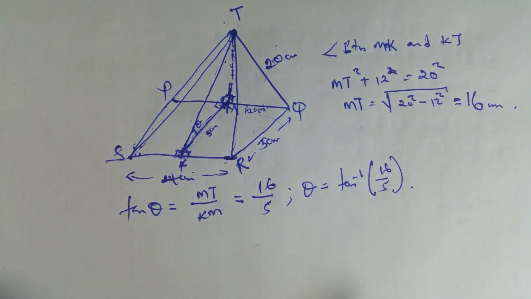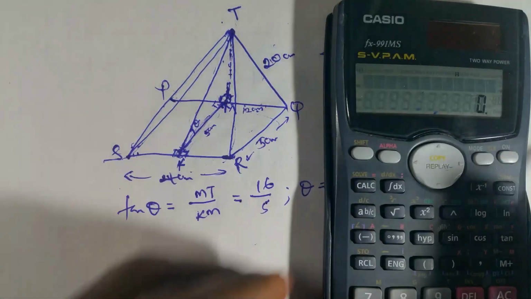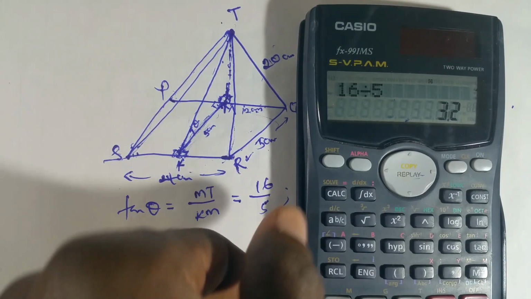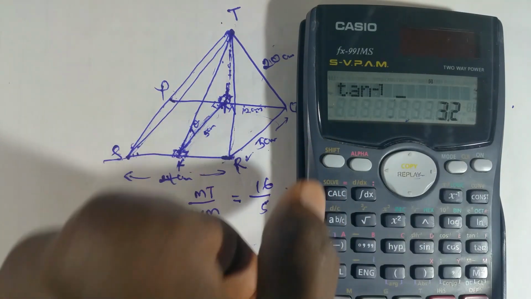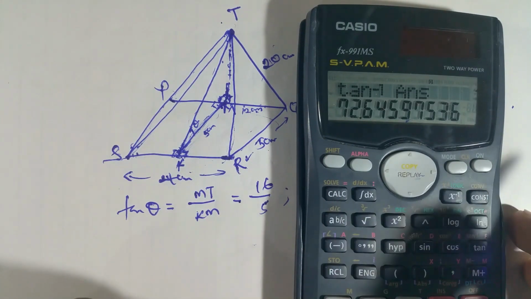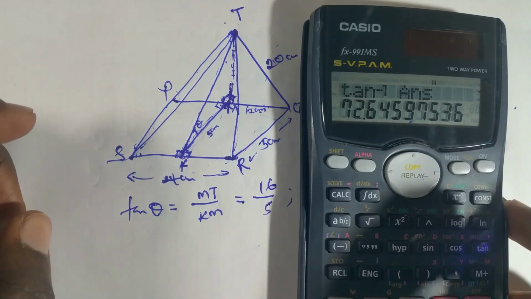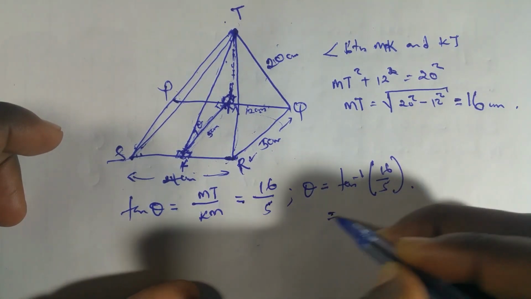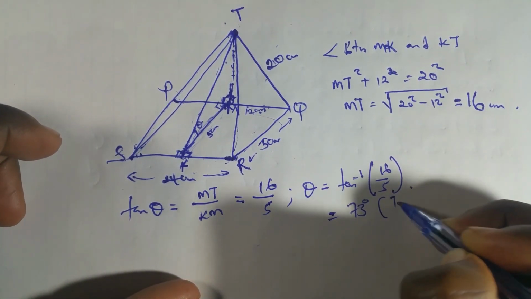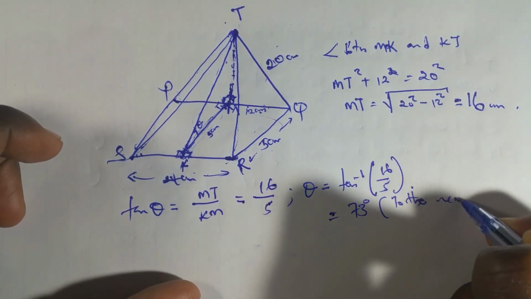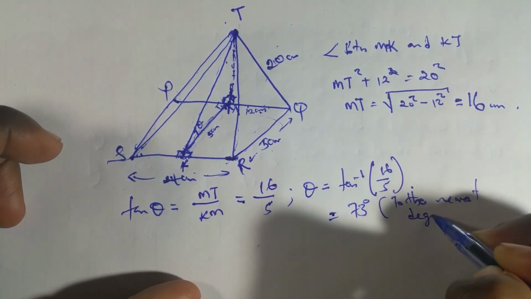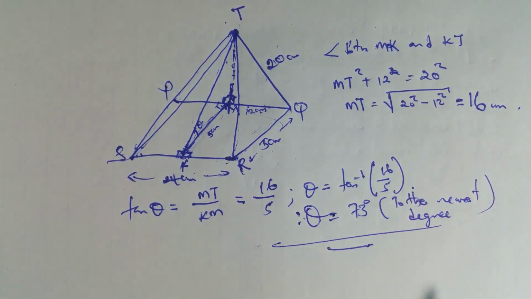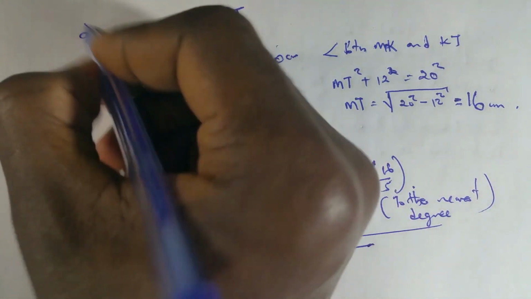Okay, what would we have? 16 divided by 5 is giving that. Arctangent of the answer will give us 72.6. They have said to the nearest degree, so it's 73 degrees, which is equal to 73 degrees to the nearest degree. I think we have got that. That was part A.